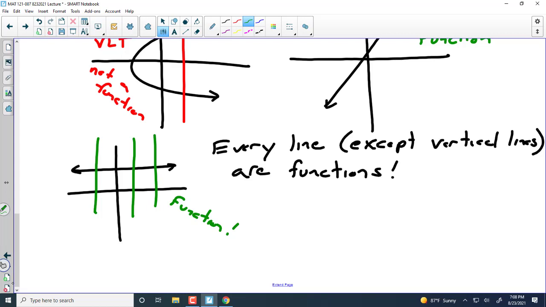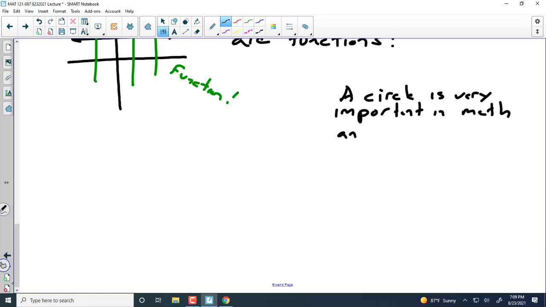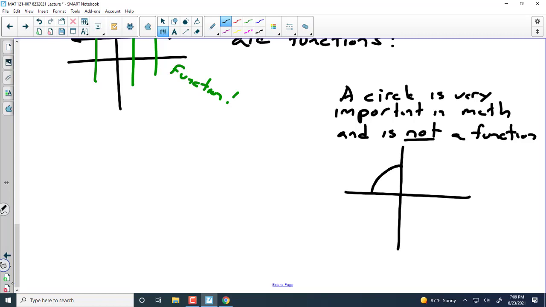Now, and this is my fault, not yours, I can get so deep into talking about functions, we can start thinking that functions are the only thing that matters. That if it's not a function, we hate it, it's garbage, we should get rid of it. That's not true, because a circle is very important in math and is not a function. We love circles in math. They're a very important mathematical shape, but it's not a function. So just because something's not a function doesn't mean it's garbage.